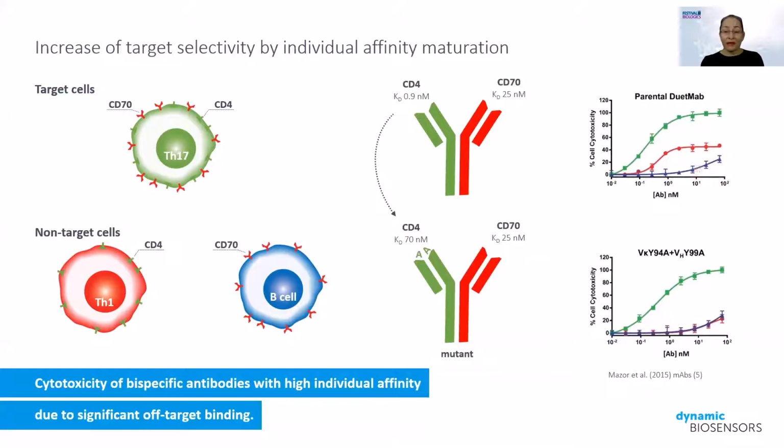It is therefore advantageous to aim at low individual affinities, but a high avidity effect if both markers are expressed. This has been achieved here by mutating the CD4 binding site and lowering the individual affinity from 0.9 to 70 nanomolar. While the cytotoxicity of the target cells remained almost the same, the killing of the Th1 cells was significantly reduced. switchSENSE is a convenient solution for measuring these individual but also cooperative binding strengths.